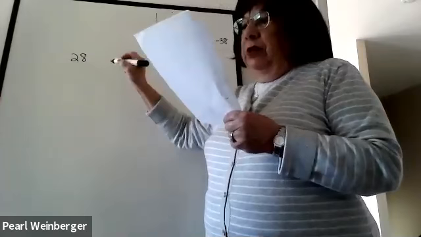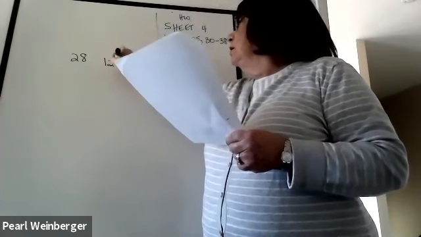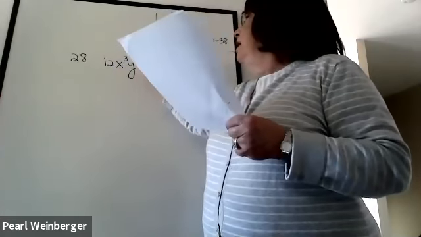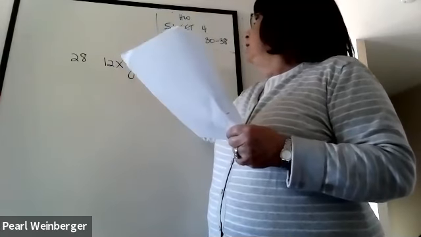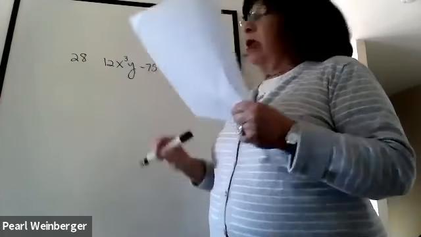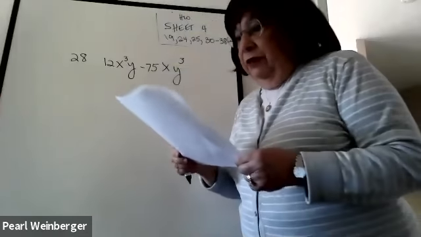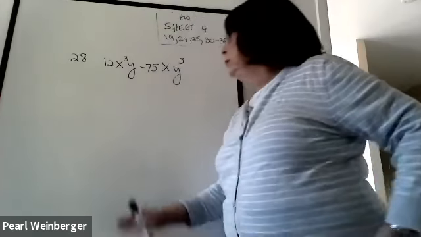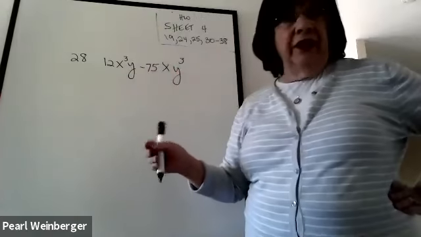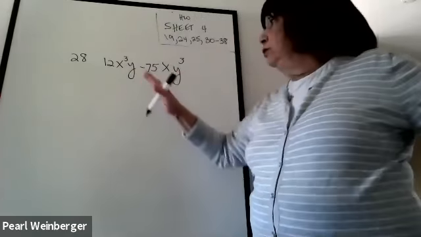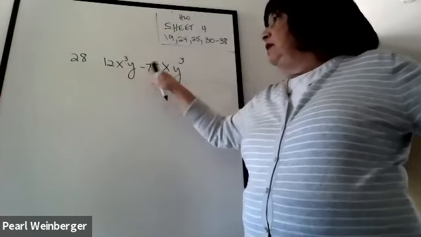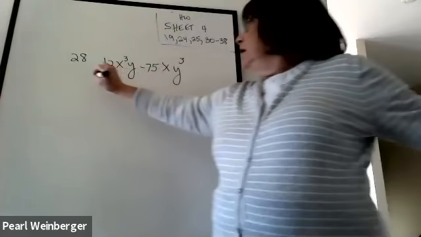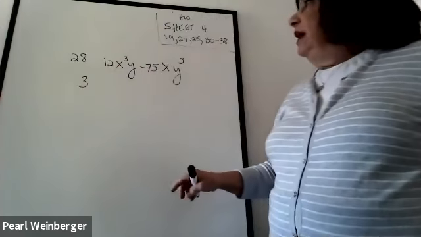28 looks like this: 12x to the third y minus 75xy to the third. And again, the first thing I want to do is to break this up by finding a common factor if there is one. So there's a 12 and a 75. And does any number go into both 12 and 75? And yes, the answer is 3. 3 is a factor of 12, and it's also a factor of 75.